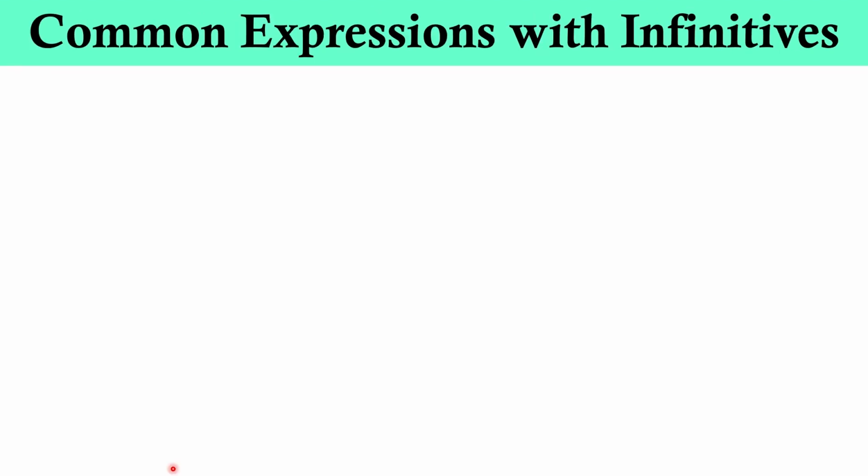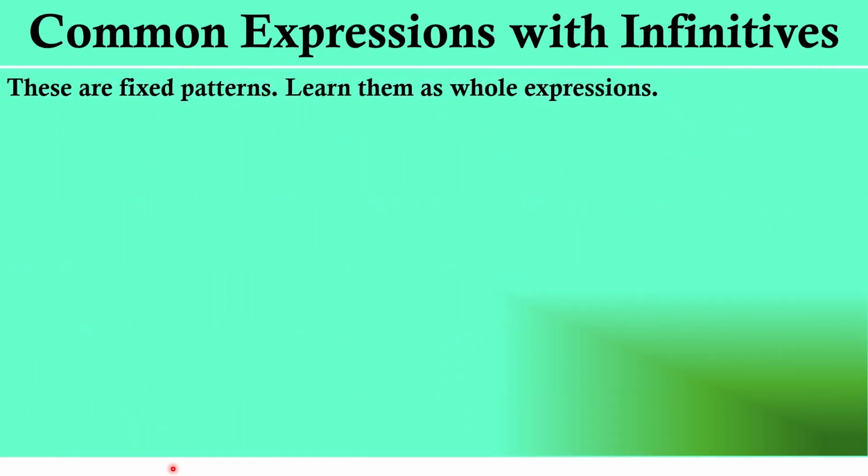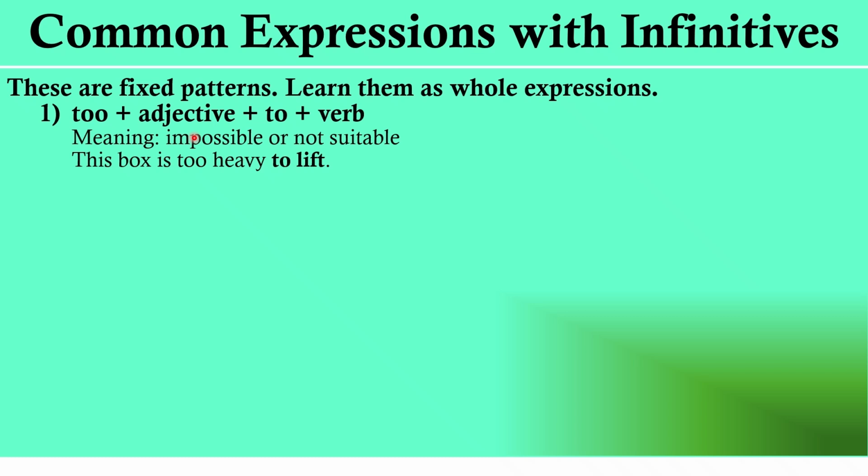Infinitives also appear in several very common fixed patterns. These expressions are useful because they show specific meanings, and they are best learnt as complete chunks. The first pattern is too plus adjective plus to plus verb. This shows that something is impossible or not suitable. For example, this box is too heavy to lift.